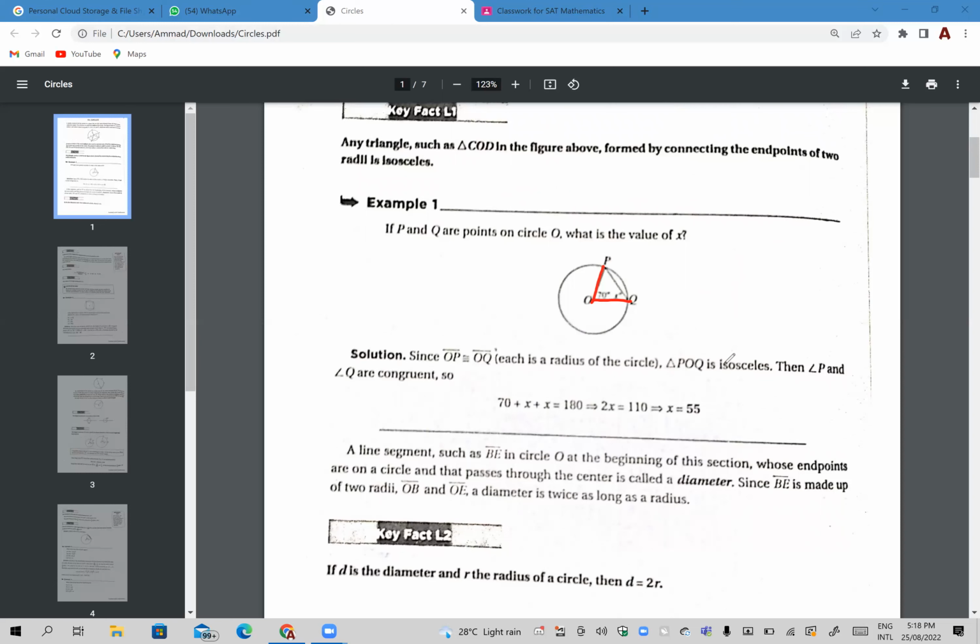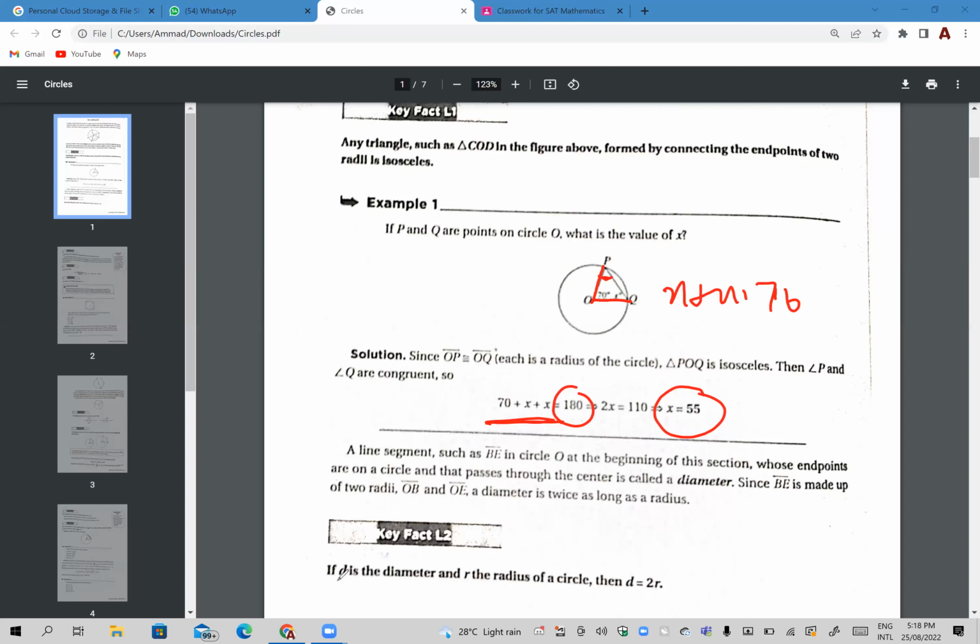So POQ is an isosceles triangle. This is what we've extracted. And angles P and Q would also be congruent. If 70 degrees is here, then both of these angles will be the same, x and x. So x plus x plus 70 is equal to 180 degrees if you look at this triangle. So simplification gives x is 55.